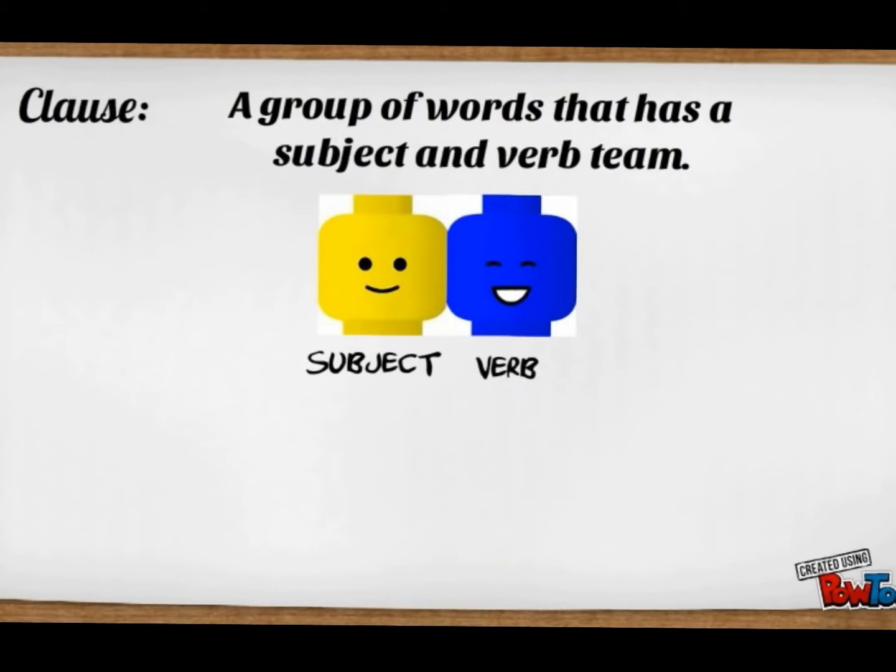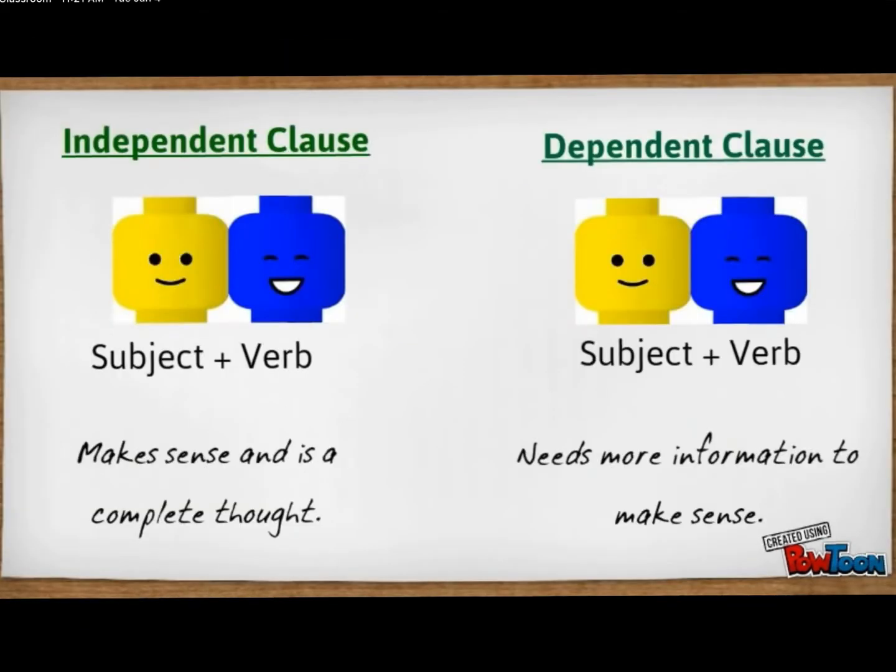We're also going to review what a clause is. A clause is a group of words that has a subject and a verb team. So your clause always has a subject and a verb. There are two kinds of clauses that we're going to talk about. We're going to talk about independent clauses, and we're going to talk about dependent clauses.